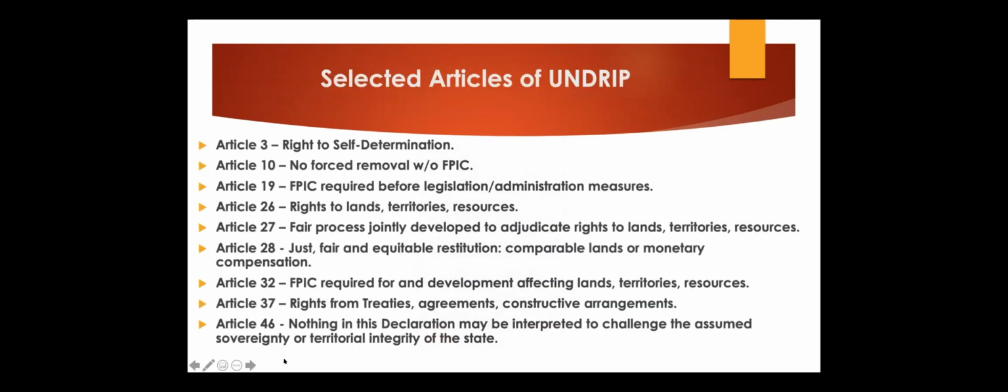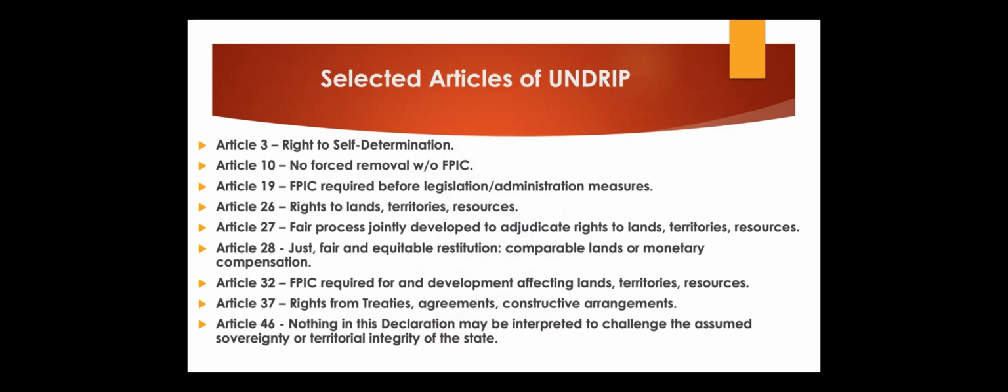So there's 46 articles of the UN Declaration. I've highlighted some of the key ones here. I think the most important one in the UN Declaration is Article 3, the right of self-determination, because it confirms that Indigenous peoples are connected to the international covenants on civil and political rights and economic, social and cultural rights as peoples.